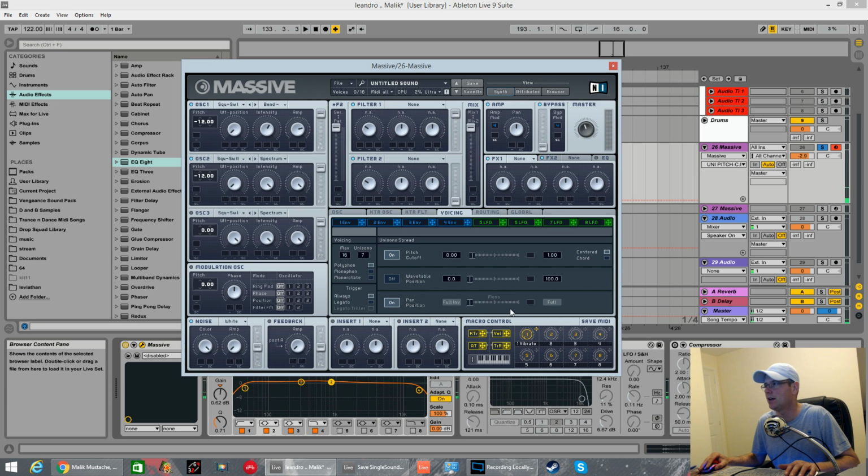Pan position we're going to turn on. Push it just above mono.